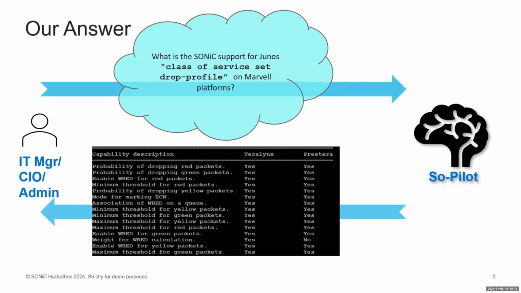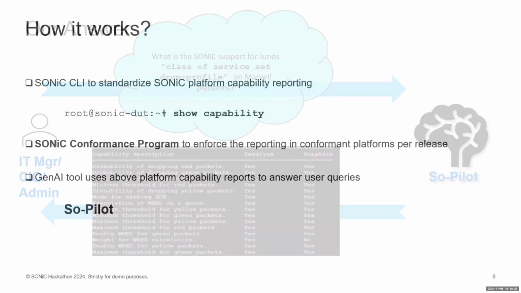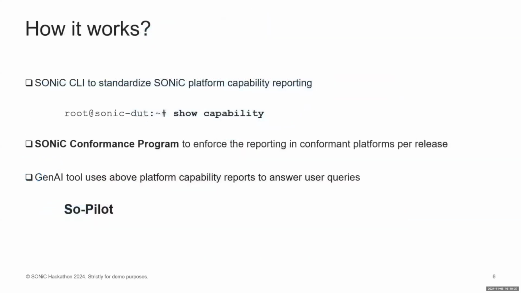SOAPilot answers natural language questions about a given SONiC platform's capabilities. Say a network architect is evaluating the migration from GNOS to a specific SONiC platform. SOAPilot gives granular information about the SONiC platform support for the features in GNOS. Now, let us see how all of this works.